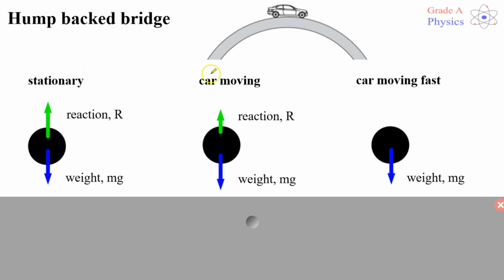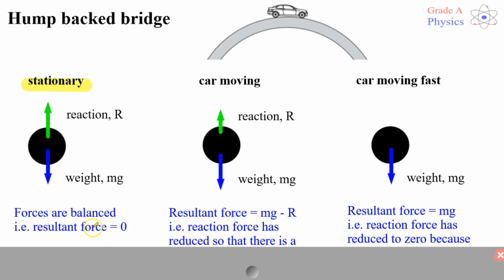So the first one is this type of bridge, a humpback bridge. Obviously slightly exaggerated here. Really typical question. So first of all, we'll consider if the car is just parked on a bridge like this, then what are the forces? Well, we've got the weight acting downwards, we've got the reaction force acting upwards, and if it's not moving, then these forces will be balanced, and we have zero resultant force, so that's straightforward.